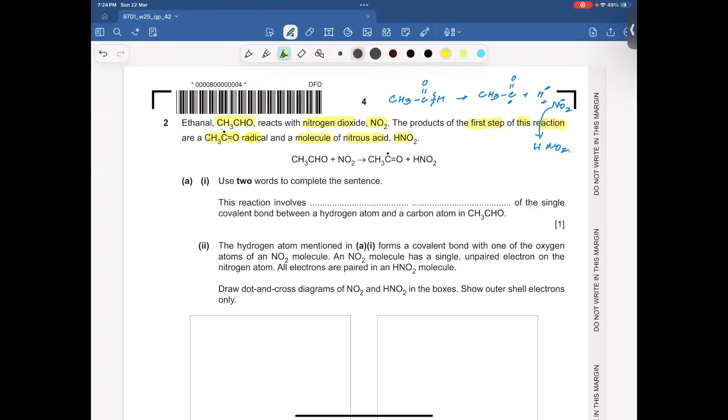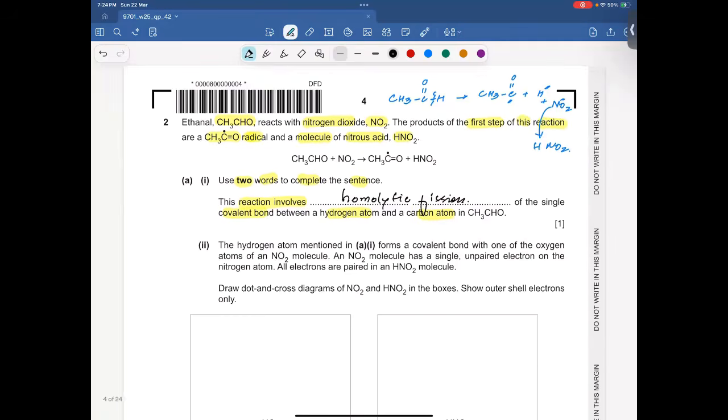So the examiner is looking for the two words to complete the sentence. The reaction involves dash of the single covalent bond between hydrogen atom and carbon atom. So between carbon and hydrogen, homolytic fission takes place. So I'm going to write homolytic fission here. Okay.